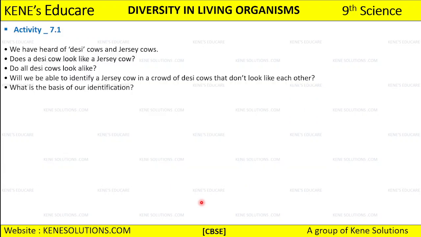Okay, now see, we have already discussed this. We have heard about the desi cow and the jersey cow, right? Obviously, if the names are different, then a desi cow is a different cow and a jersey cow is a different cow. We have certain properties on the basis of which we differentiate between a desi cow and a jersey cow, like the horn, the color of the cow, the production and the yield that it gives. So there are many different properties that we look at to differentiate between a desi cow and a jersey cow.